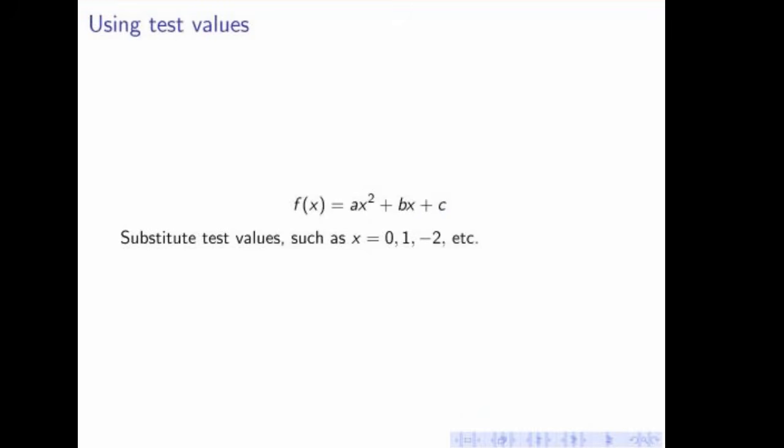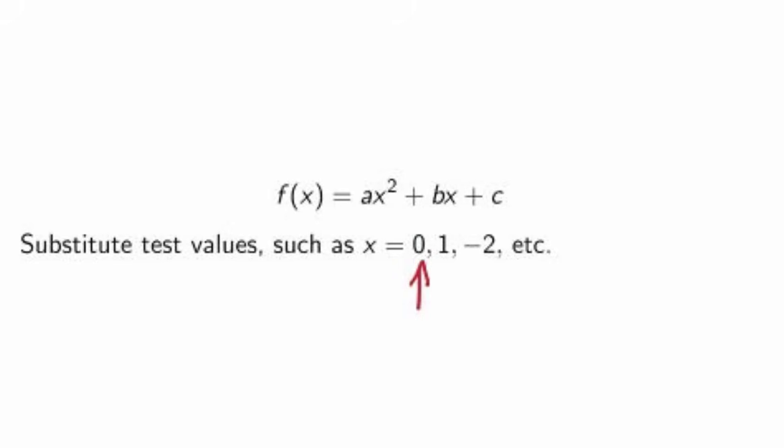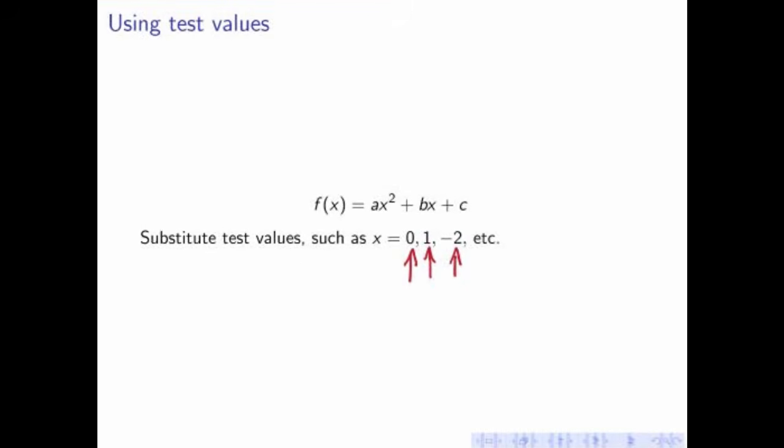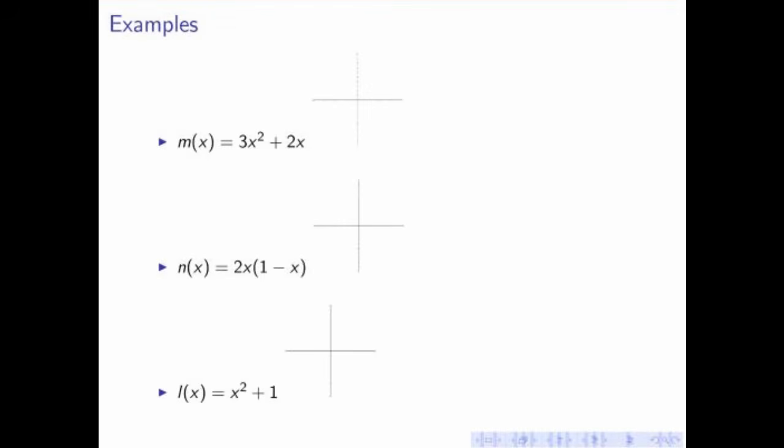If we do not know what the zeros are directly, we can substitute test values. So for example, we can just substitute a 0 and then see what happens. Or we substitute 1 or -2 or whatever number we fancy. So let me show you how this works with another 3 examples. Functions m, n, and l. So let's start with m.